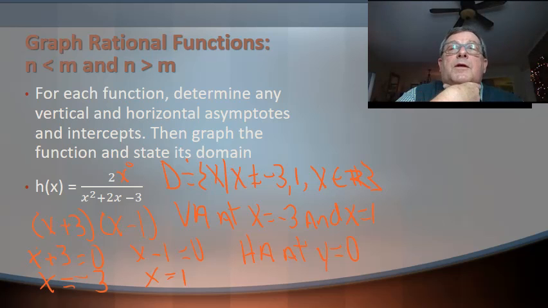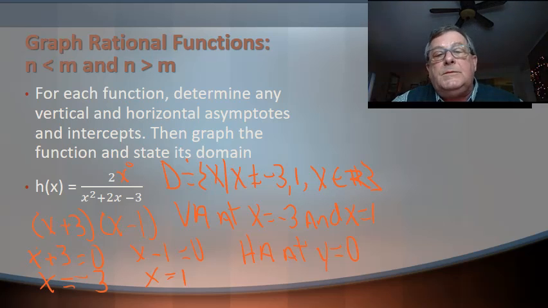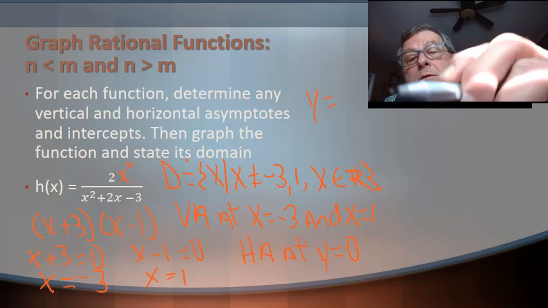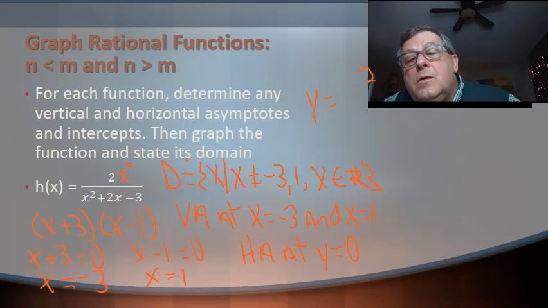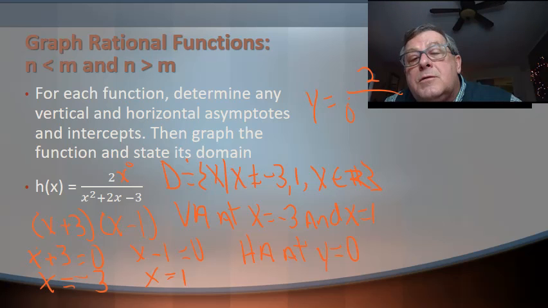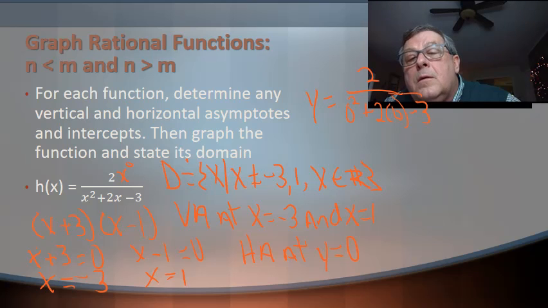Now that leaves me with the intercepts. So if I want to find the y-intercept, I'm going to set all the x's equal to 0 and solve for y. So let's say I got y equals 2 over, and I'm going to substitute in 0 for all the x. Well, I got 0 squared plus 2 times 0 minus 3.